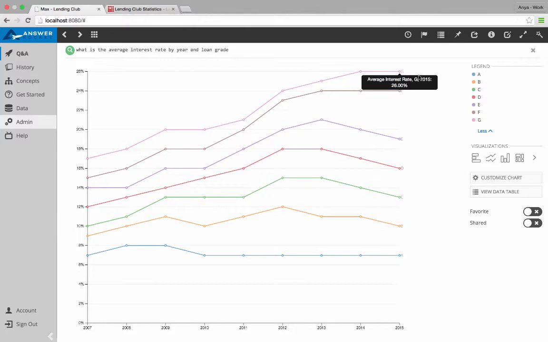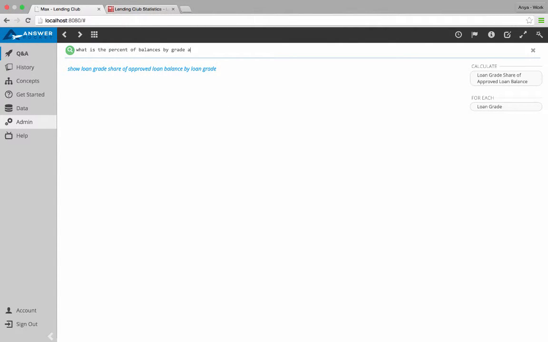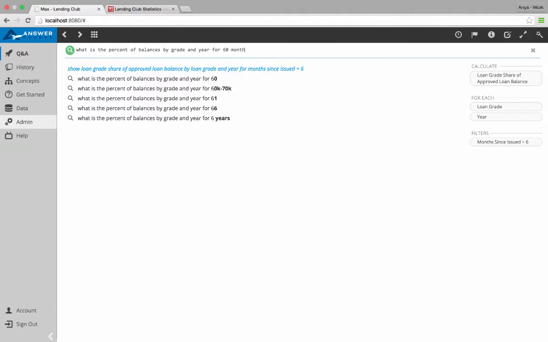Now I'd like to know about the distribution of balances for a particular loan term. Lending Club offers loans for a term of 36 months or 60 months. I will ask, what is the percent of balances by grade and year for 60-month terms?